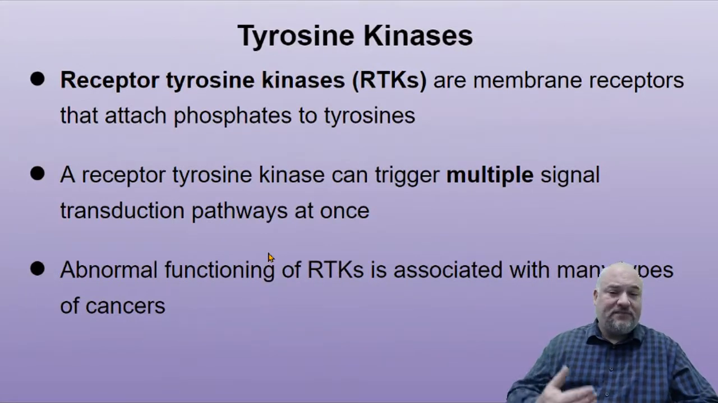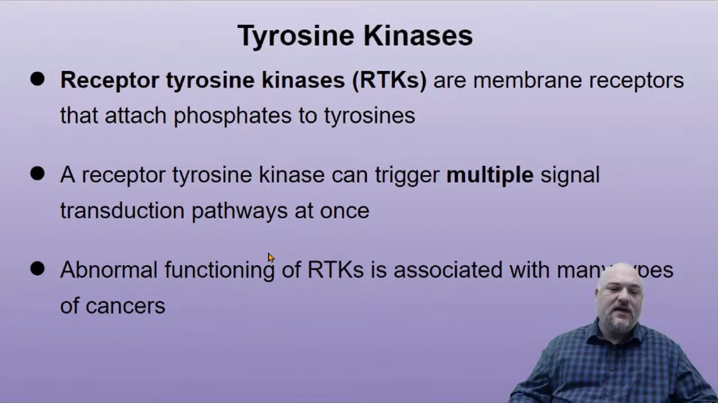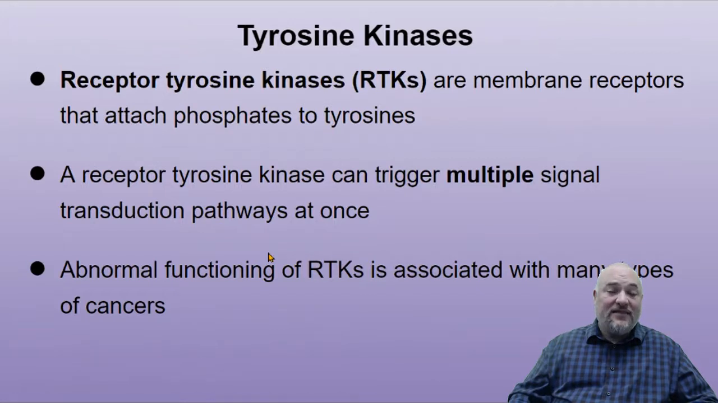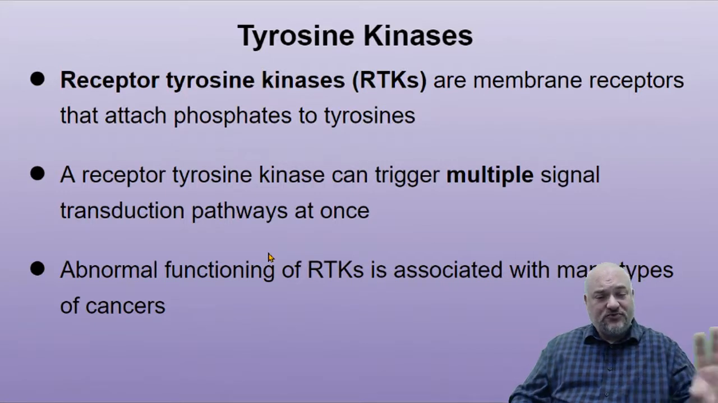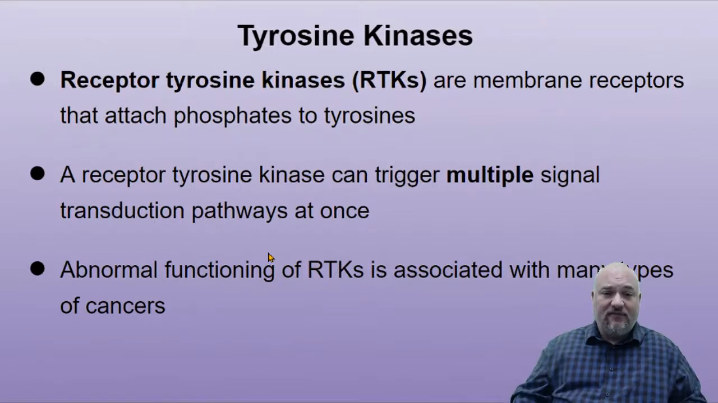Tyrosine kinases, or receptor tyrosine kinases, RTKs, are membrane receptors that attach phosphates to tyrosine. Kinases are proteins that attach phosphates to things. In this case, we're attaching them to tyrosine, hence tyrosine kinase. An interesting thing about this one is it can trigger multiple signal transduction pathways at once, whereas the G protein one generally just does one process. This one can do a bunch of different things at the same time.